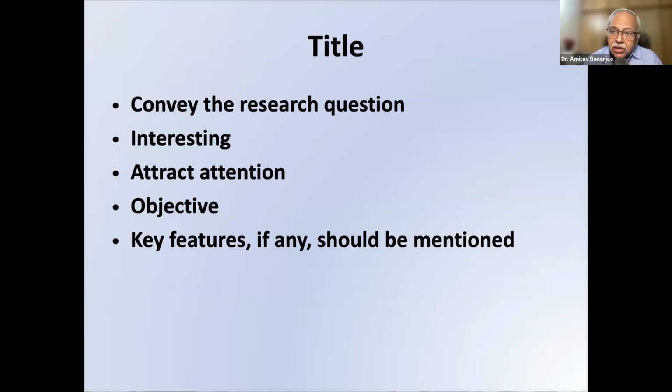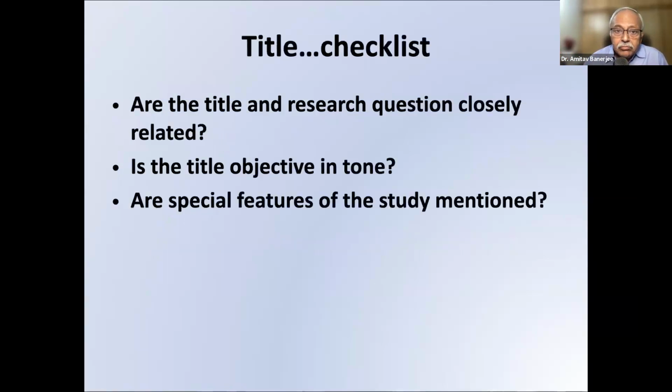Key features can be the study design. As you know, in evidence-based medicine, the highest form of evidence is a randomized control trial. Then comes the cohort studies, or non-randomized trial, then cohort, then case control, then the case report, and then expert opinion. So the title should convey what type of study it is. So immediately the reader knows what is the level of evidence.